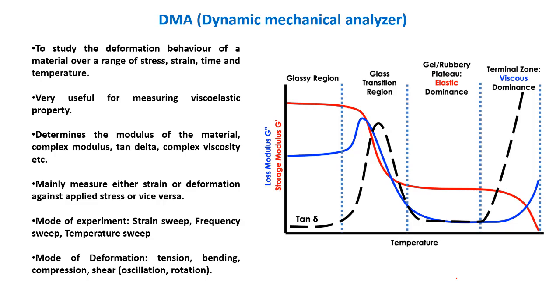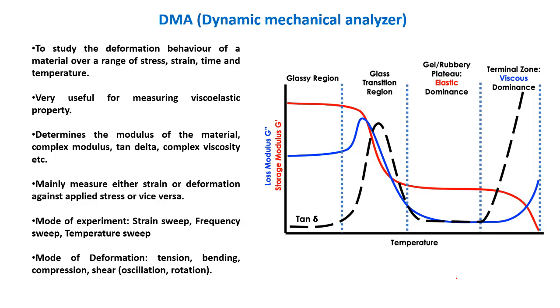So for example, if a material has both the property of a solid and a liquid, then it becomes viscoelastic. So to check both the properties, we use dynamic mechanical analyzers. So we can check the property over a temperature range or time range. Then we can mainly measure either strain or deformation against applied stress or vice versa.